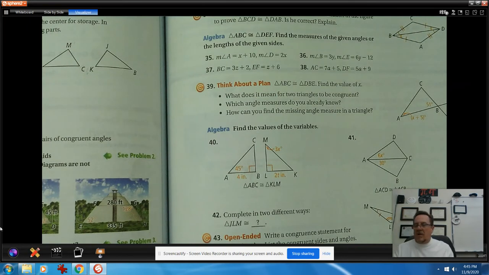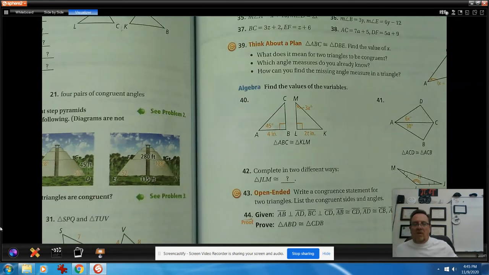I think the rest of them should be pretty straightforward. The assignment is listed. Please work on those problems.